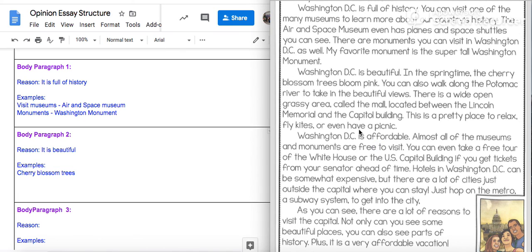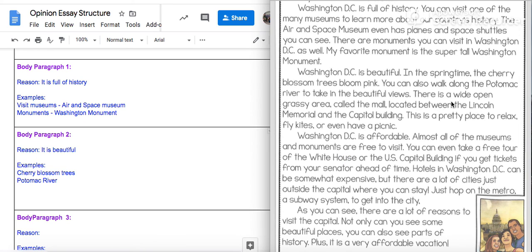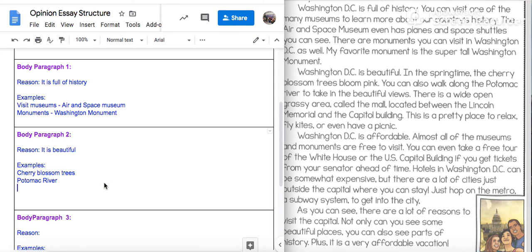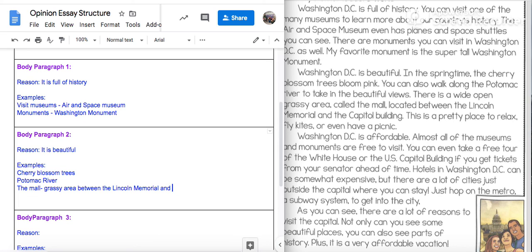Let's see. You could, back up here. You can walk along the Potomac River and take in the beautiful view. So we could say Potomac River. There's a wide open grassy area called the Mall between the Lincoln Memorial and the Capitol building. So we could write the Mall. Grassy area between the Lincoln Memorial and Capitol building.